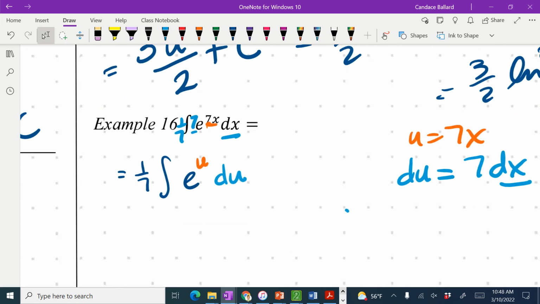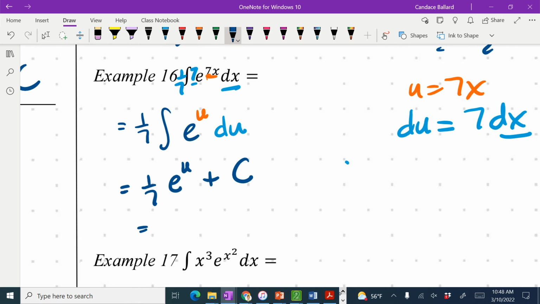Okay. So we have 1/7. When I integrate e to the u, what do you get? E to the u plus c. Good. So we get 1/7 e to the, my u was 7x, plus c.